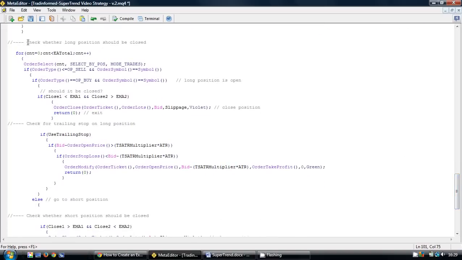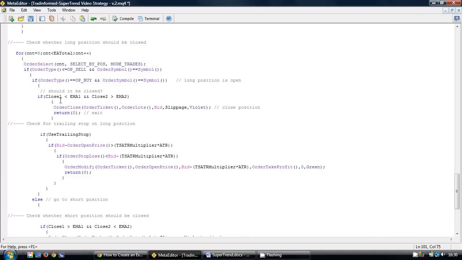Okay, now as the information says here, we need to check once we've gone through all this. Maybe we've got a position open. Again, we're going to have to count to see whether or not our expert advisor has got a position open. If it has, we need to see what the order type is, and we need to identify that it's got the right position open. We don't want it to close some other expert advisor or close a manually opened position.